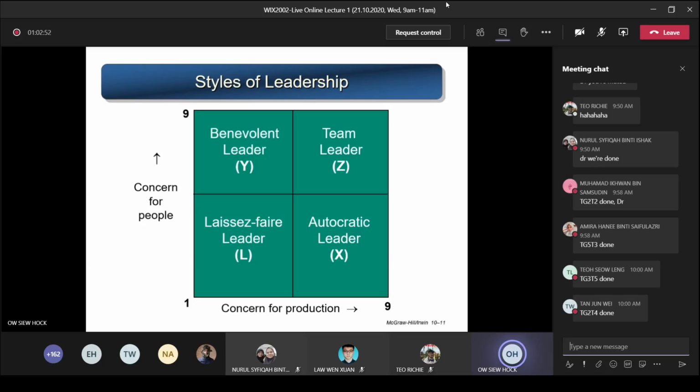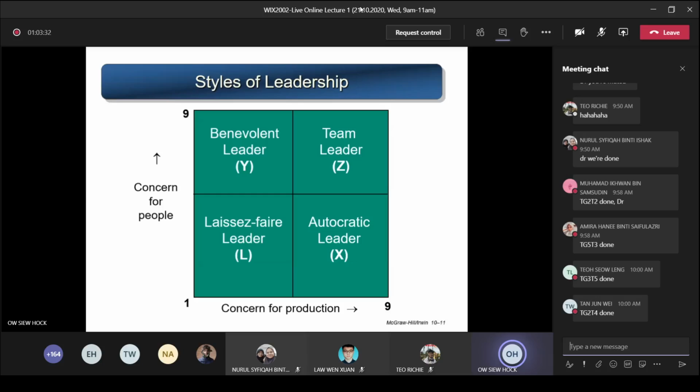The first one is known as the benevolent type of leadership. Another name for this is theory Y. Then the other type is called team leader. Another name for this type of leadership is known as theory Z. Next, you have the laissez-faire leader. The other name is called theory L. And the last one is autocratic leader. The theory is called theory X. So these 4 types can be called X, Y, Z, or L, where L is laissez-faire. Right, so let's see which type you belong to.